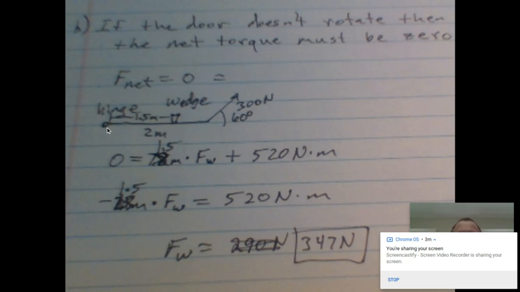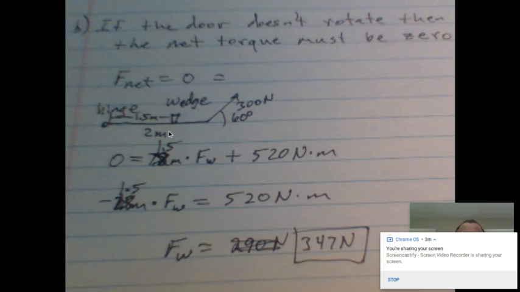So here again, we have it drawn out. Here's the hinge. The door is 2 meters long. We have 300 newtons pulling at 60 degrees. We do not have to recalculate this. We already know that's 520 newton meters. We have a wedge here that is 1.5 meters away from the hinge, and that is going to produce a clockwise torque, which would be negative. The torque we calculated earlier is creating a counterclockwise torque, which is positive. So when we add this negative torque to this positive torque, it has to equal 0.